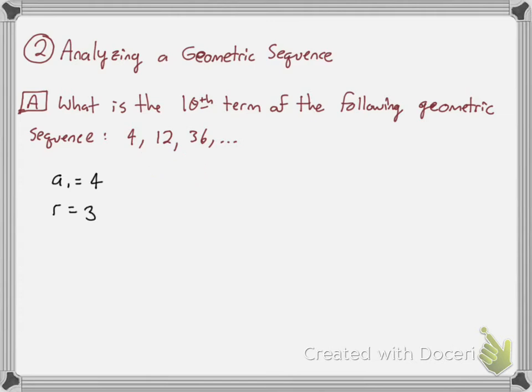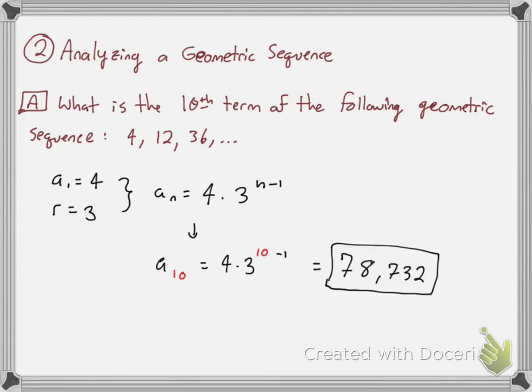So that's really all that I need to be able to figure it out, and I'll use an explicit definition here because that's usually going to be the easier one to work with. So I'm going to be using the equation 4 times 3 to the n minus 1. I'm finding the 10th term, so in my calculator, I'm going to be doing 4 times 3 to the 9th power, and I'm going to find that that's 78,732, and that's my answer.